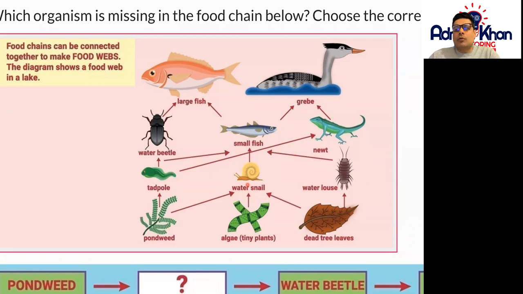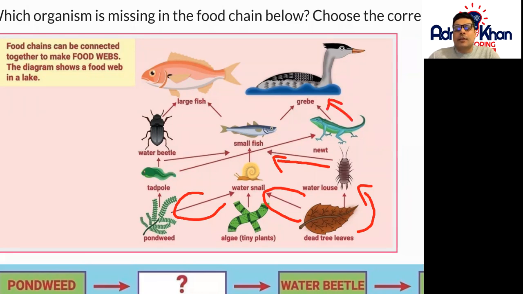And can you see these small lines here? That shows us that the snail could also feed on a dead leaf and algae and a pondweed as well, at the same time. So starting from here, a water louse will feed on a dead leaf, and a small fish is likely to also feed on a water louse. And here we have a newt, and a grebe will actually feed on a newt.